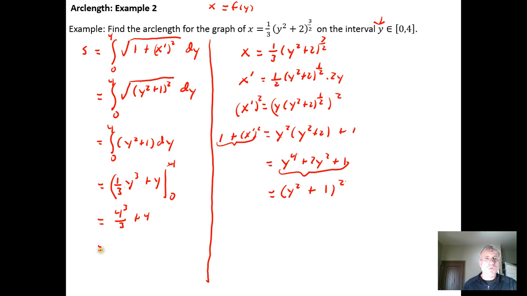And so this equals 4 cubed is 64 over 3 plus 4 is the same as 12 over 3, so there's with our common denominator, and we wind up getting 64 plus 12 is 76 all over 3, so that's the arc length.